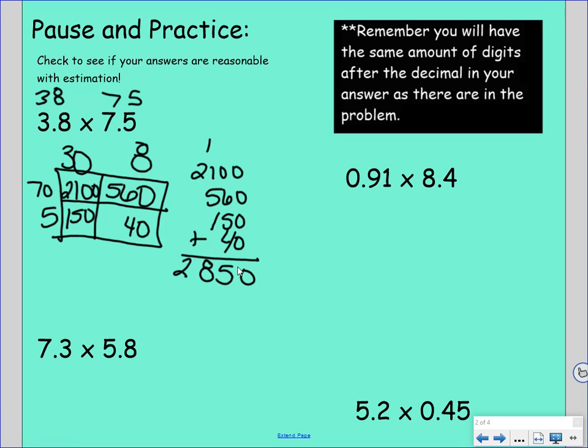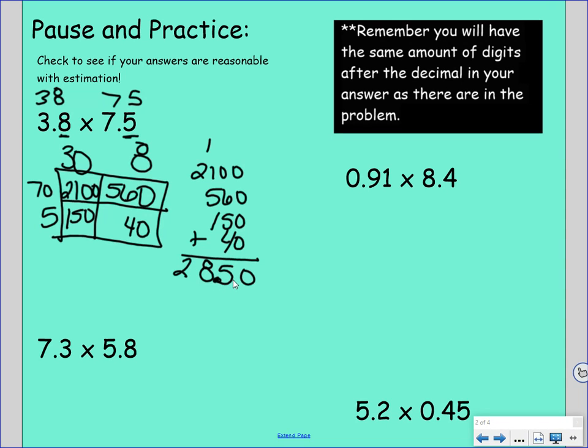Now I need to figure out where my decimal goes. So I'm going to go back to the problem. I'm looking at both numbers. How many digits are after the decimal here? 1. How many digits are after the decimal here? 1. That means 2 altogether. So I need two numbers after my decimal again. So my decimal is going to go right there. And my answer is 28 and 50 hundredths. Or you could say 28 and 5/10, since we could add as many zeros as we wanted to in the answer, and it doesn't change. This 5 will always be just a 5.